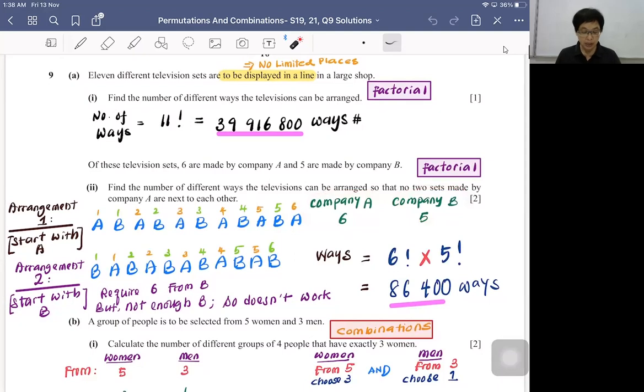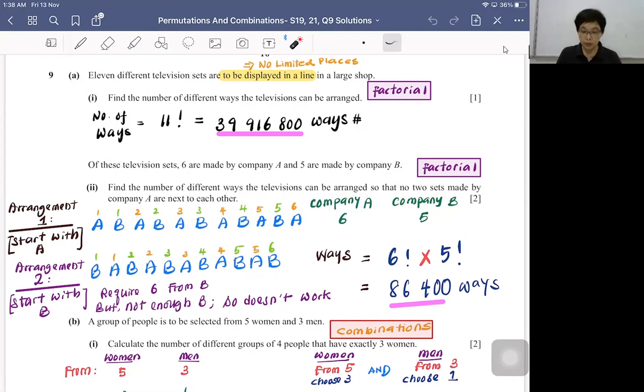Okay, let's read section 2 and see carefully what they ask, and is there any restriction or any certain conditions they want to arrange the televisions. Find the number of different ways the television can be arranged so that, be careful, that's the condition, so that no 2 sets made by company A are next to each other. Okay, what does that tell you?